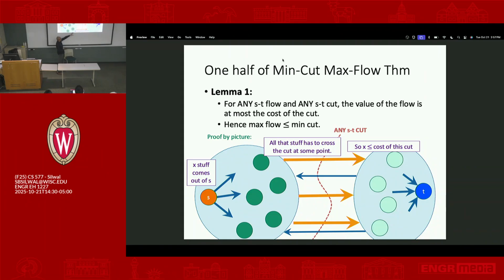What I have demonstrated is that for any cut, the flow can never be larger than the size of the cut. The reason is that at some point the flow has to go from one side to the other, and the only way you can do that is by crossing on these edges. So of course, the total cost of these edges is an upper bound on the flow. Does that make sense? That shows one side: max flow is never bigger than the minimum cut.